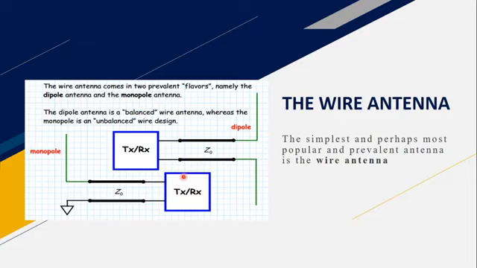If you see this bottom figure, we call this a monopole because there is one conductor present and this is connected to ground. So it contains only one conductor that will be radiating. So we call this a monopole antenna.